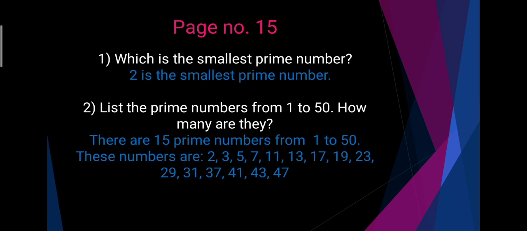by 1 and itself. The second question, list the prime numbers from 1 to 50. How many are they? There are 15 prime numbers from 1 to 50. They are 2, 3, 5, 7, 11, 13, 17, 19, 23, 29, 31, 37, 41, 43, 47.